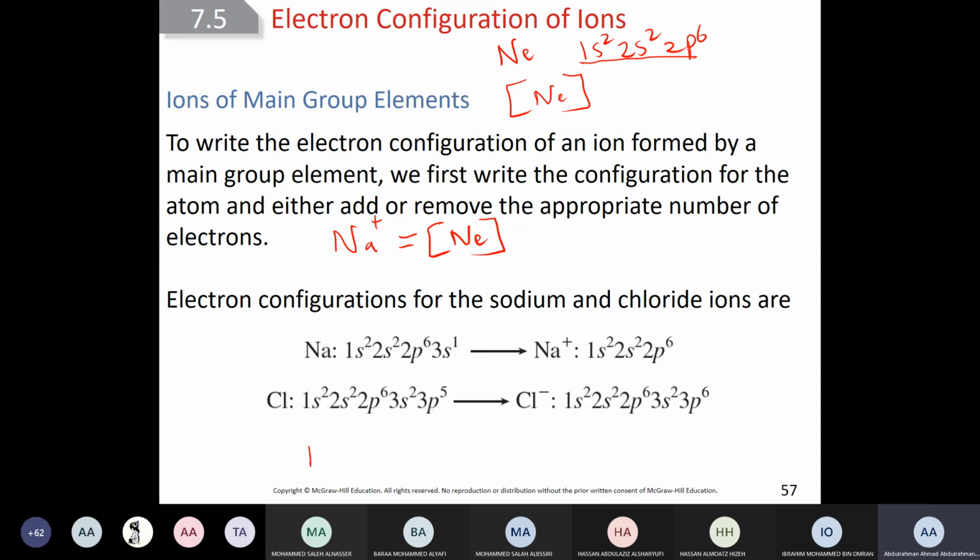Okay. How about if I want to write Na? What's the structure of Na? [Ne] 3s1. I want you to know how to write these things. Always we depend on the noble gas that comes before it. And that's why if I want you to write the structure of chlorine, go to your periodic table and tell me how you are going to write the structure.